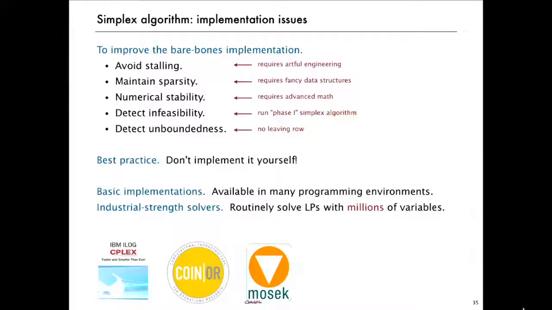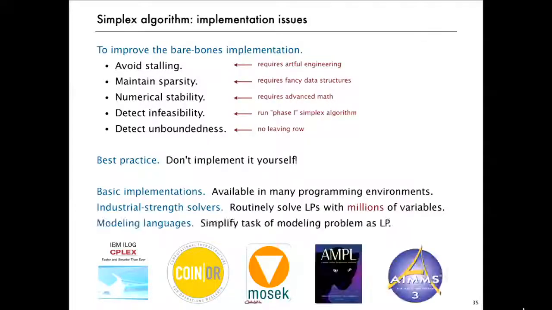And people nowadays solve LPs with huge numbers of variables. And not only are there solvers, nowadays there are modeling languages that make it even easier to write down the LP. So there's plenty of resources available to make use of the simplex algorithm nowadays.